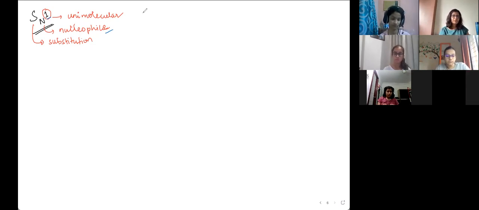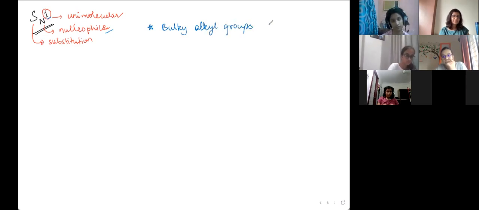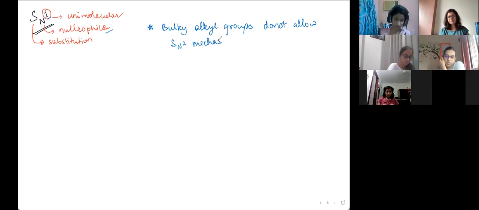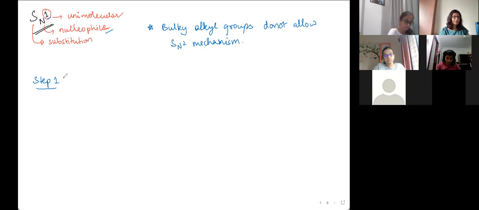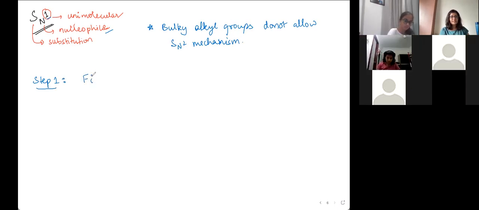Okay, so the main reason for SN1 is whenever you have bulky alkyl groups, they do not allow the SN2 mechanism. Why? Steric hindrance. So in that case, they go for SN1. What happens? Step one. In the first step, fission of the C-X bond. Fission means breaking. So the carbon halogen bond breaks to form a carbocation.